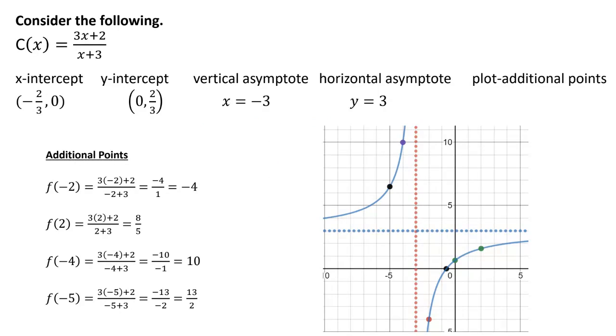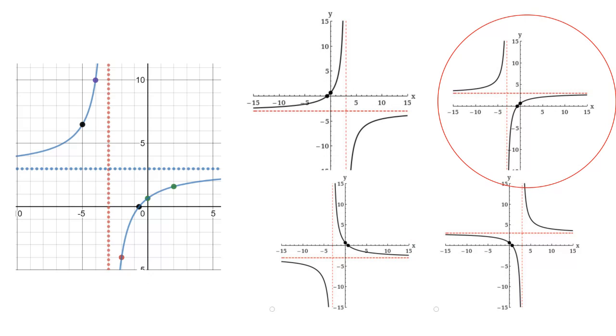So when we plot these points, again, we try to do a smooth curve, trying to follow the restrictions that we have from our vertical and horizontal asymptotes. And like I said, when we use our WebAssign, the options are very clear based on our graph.